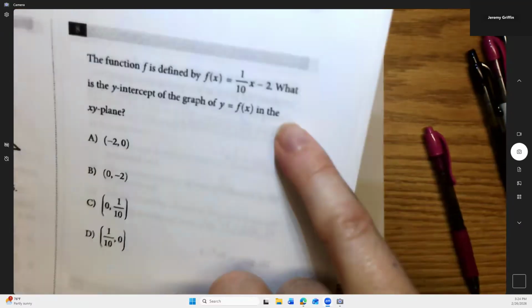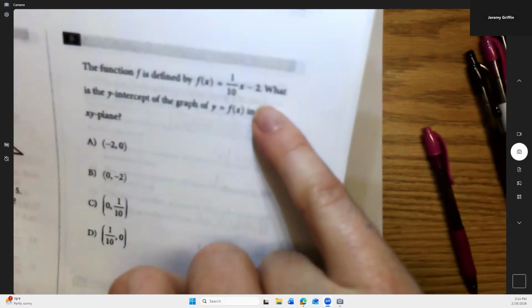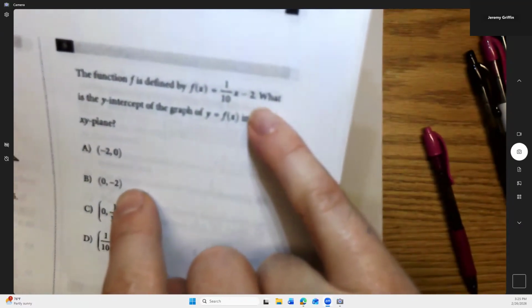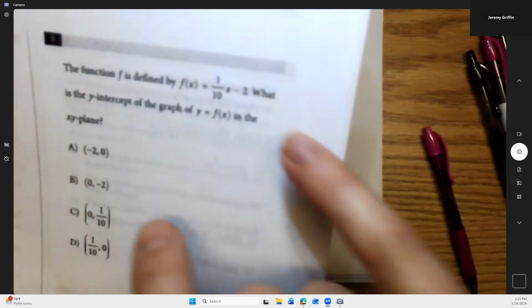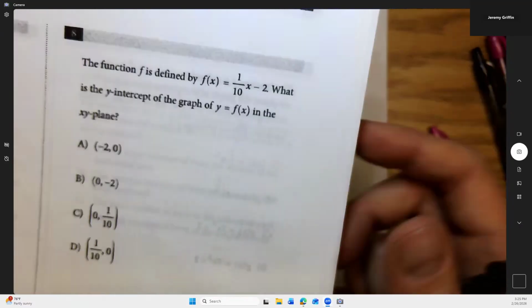Number 8. So they gave you the form y equals mx plus b. The question is, what's the y-intercept? So the answer is (0, -2). What if they ask for slope? What's the slope equal to? 1/10. Yeah, 1/10.